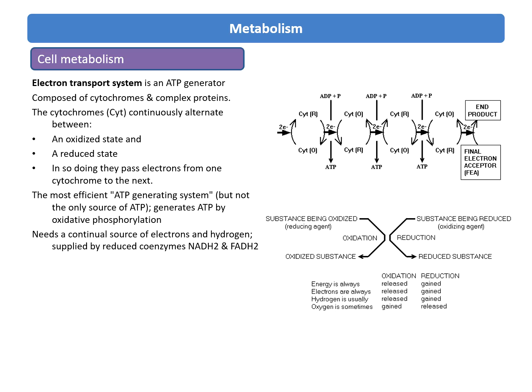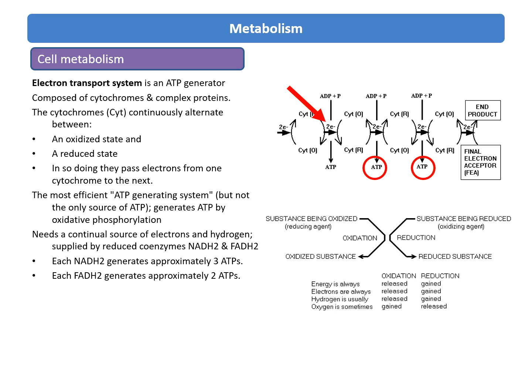It needs a continual source of electrons and hydrogen. This is supplied by the reduced coenzymes, NADH2 and FADH2. Each NADH2 generates approximately 3 ATPs because it enters the cycle at a little different point. Each FADH2, on the other hand, generates approximately 2 ATPs of energy because it enters the cycle at a little different point.